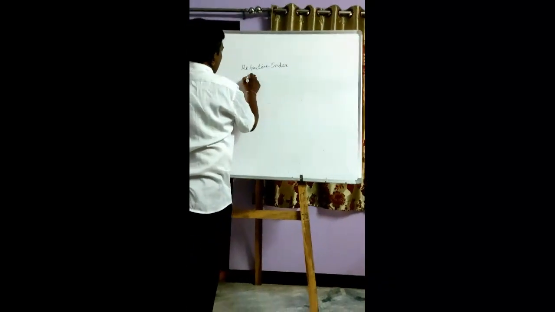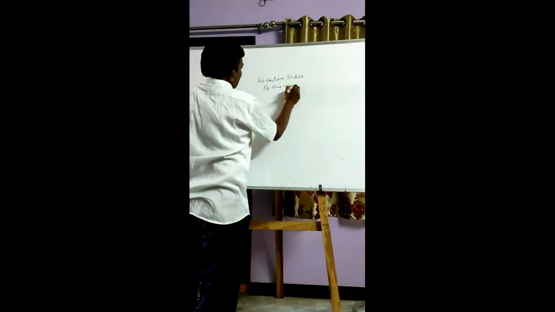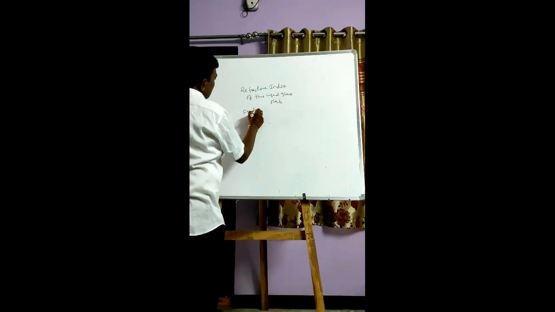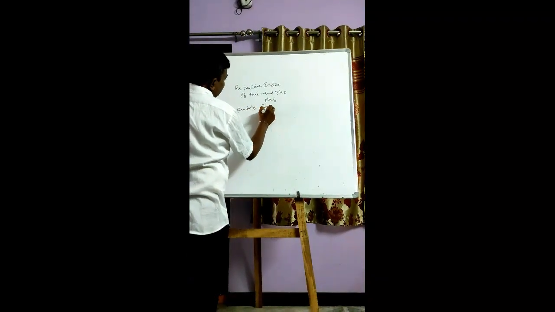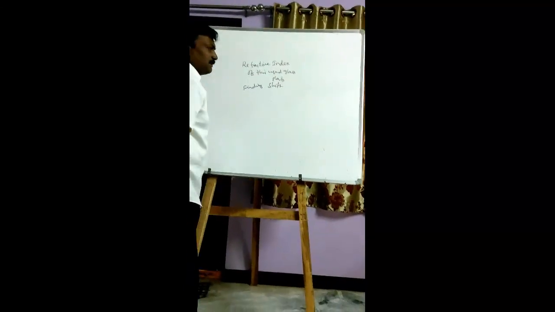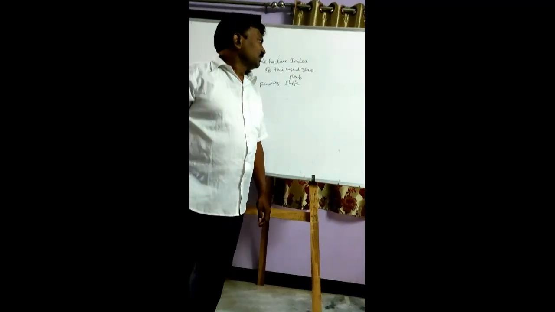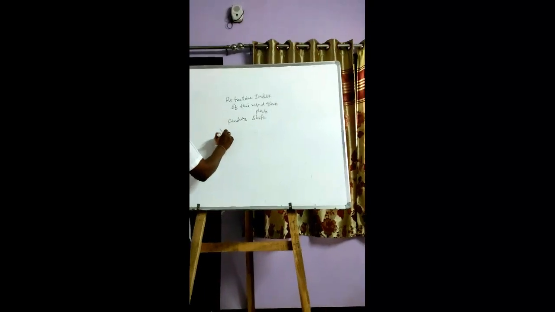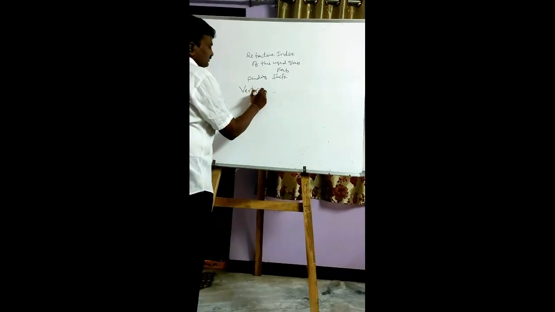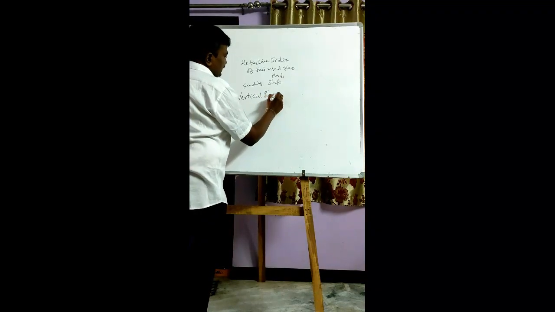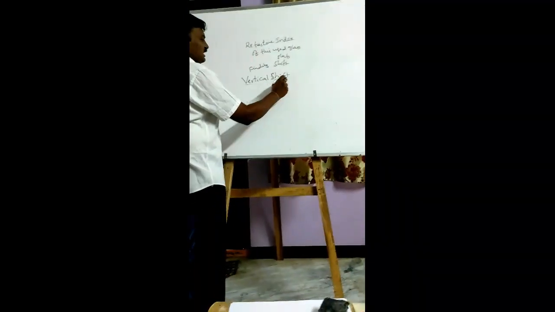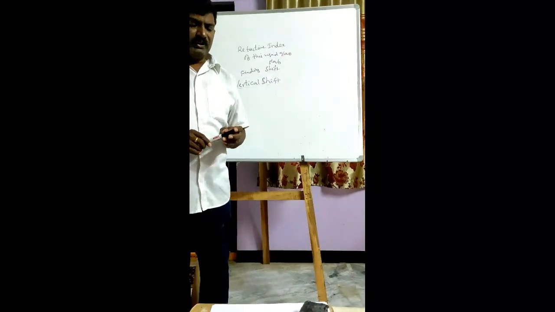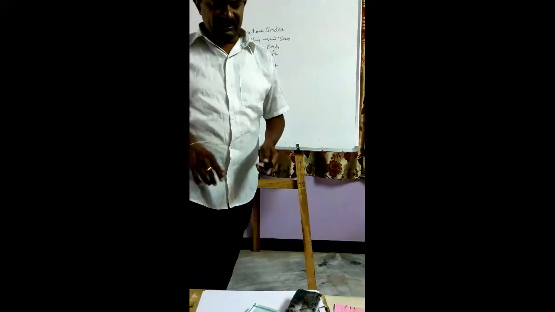Let us find the refractive index of this glass slab by finding the shift. In the previous experiment, we found the lateral shift. Now we shall find the vertical shift. Vertical shift means the glass slab should be placed vertically.